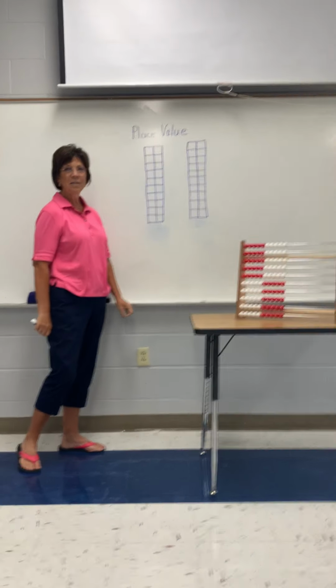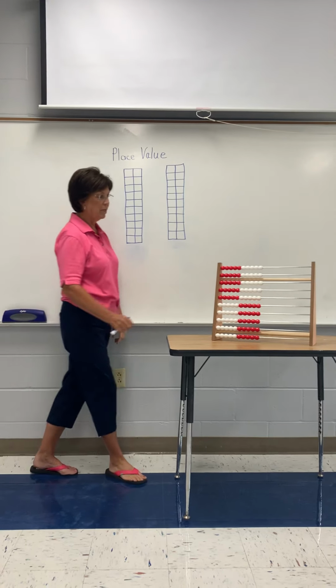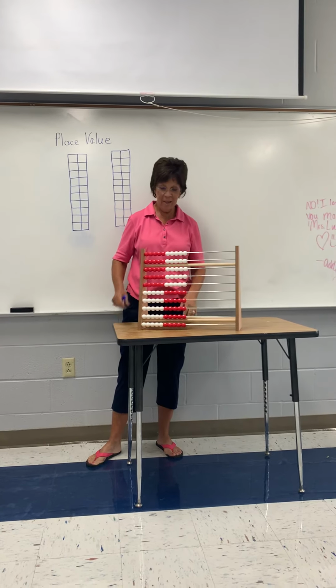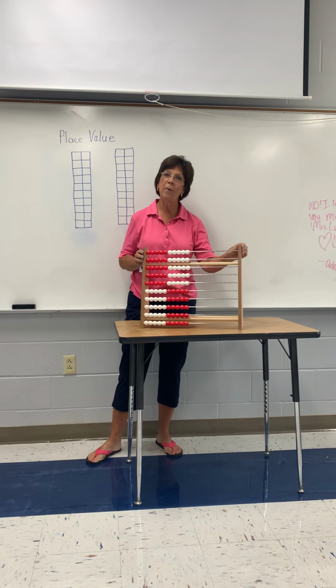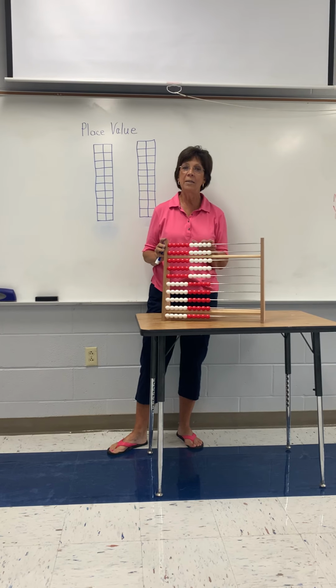All right, today's lesson is going to be on place value. And we're going to start out by looking at our reckon rack, which most of you are familiar with. We've used this quite a bit. And there are two ways that we can count with the reckon rack. We call it the regular way and the 10 way.